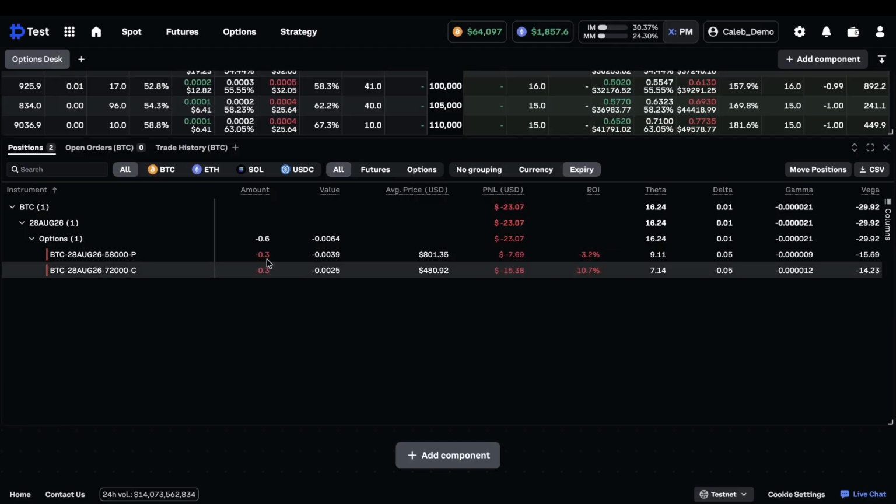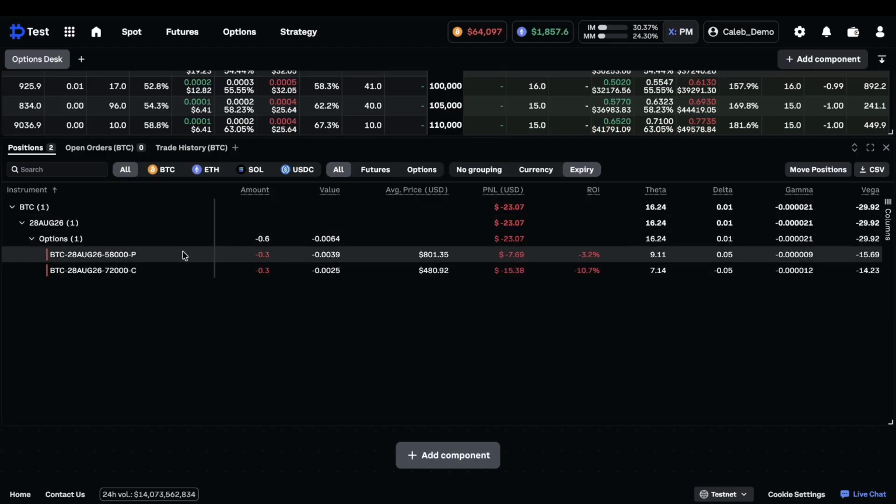But remember the risk. The risk is on this put, if Bitcoin dumps or crashes below 58K, your loss is unlimited to the downside. Well, not unlimited because it stops at zero. So if Bitcoin crashes to zero, you will have a massive loss. Okay, so that is basically what it is, guys.